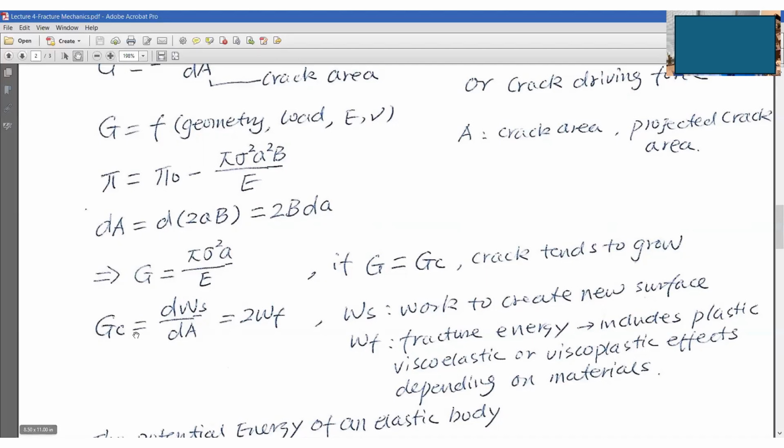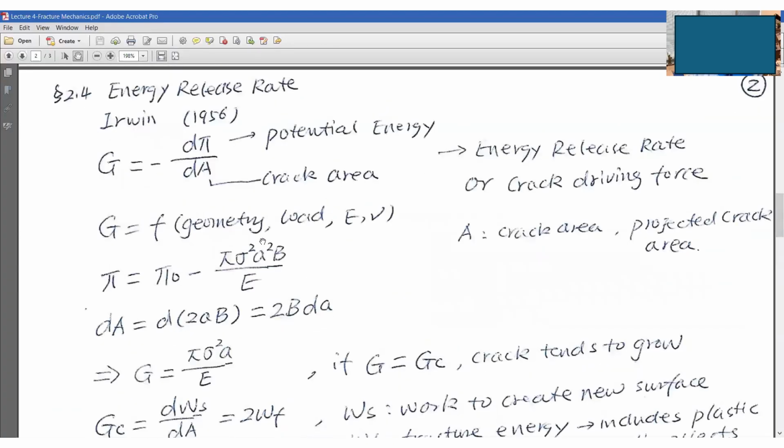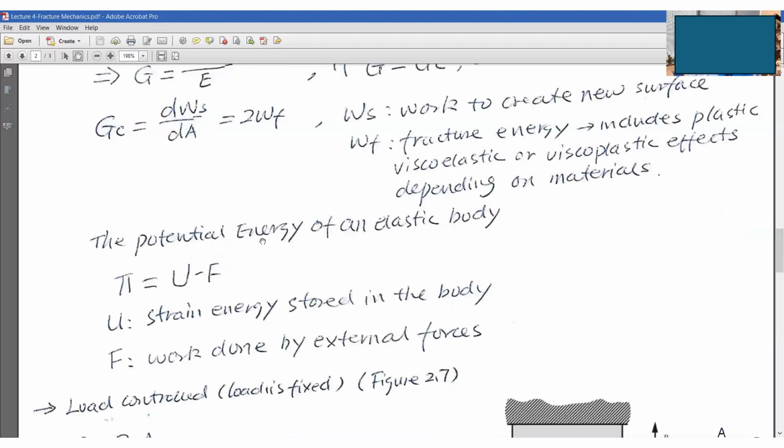We also know GC can be written as dWs divided by dA, the derivative of Ws with respect to A, where Ws is the work to create a new surface, and Wf is the fracture energy. We talked about it in our previous lecture. This includes plastic, viscoelastic, or viscoplastic effects depending on the material. You should know that. Any questions so far? Okay, if there's no question, let's move on to the next one.